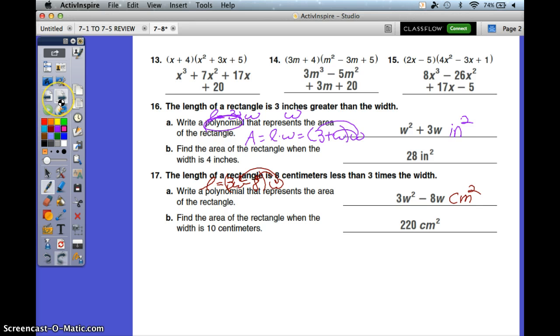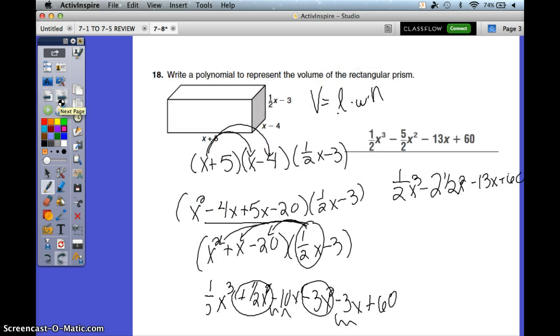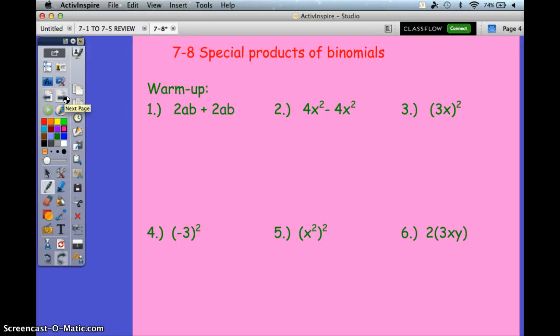And number 18. Volume is length times width times height. Now today, we're going to be doing the same type of thing as yesterday, but now they're the special cases. Please take a minute and do the 2 warm-ups.